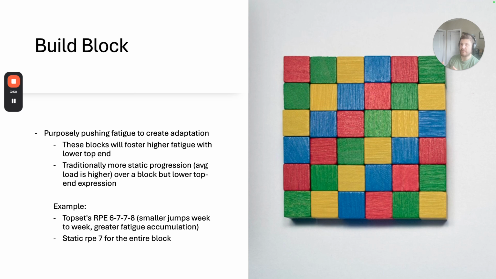When we want to build strength, we're going to have to accumulate some fatigue. So these blocks will typically foster higher fatigue with a lower top end. Obviously, over the course of the block, you do want to feel better and get better. But as we progress through our lifting careers, we're going to need more blocks strung together to lead to some form of a PR. It could take 3 to 4 to 5 blocks leading into either a competition or a testing period to actually show progress.